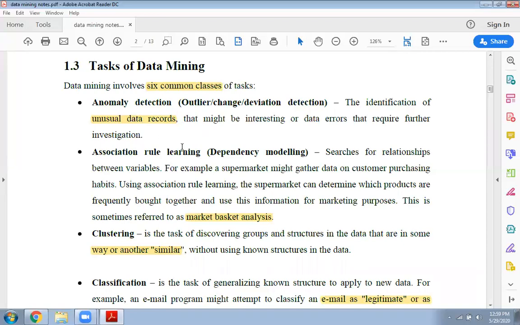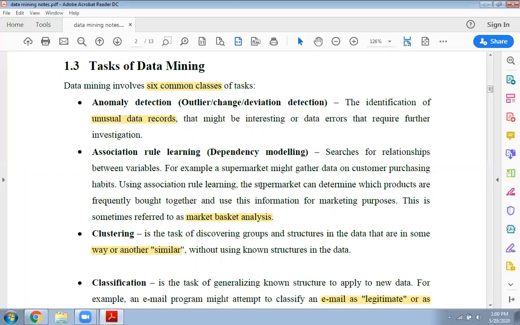Second is association rule learning. While you are working with data, we have to see the dependency modeling. We have to see what kind of data are related to each other.